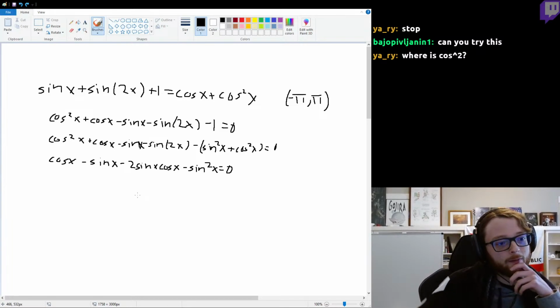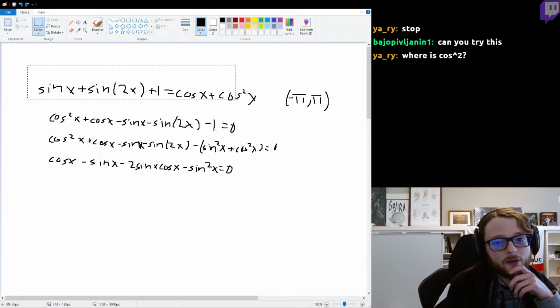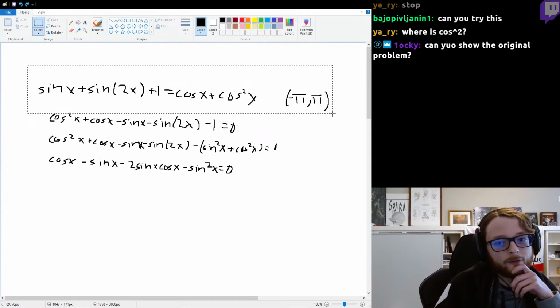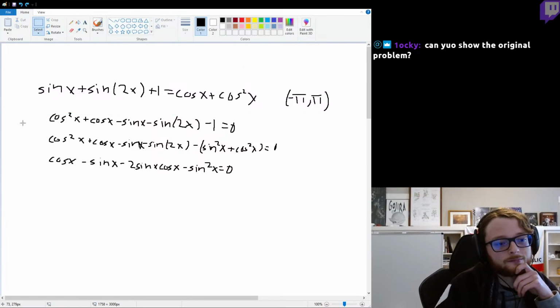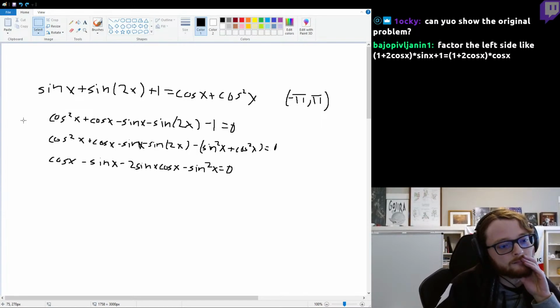And Lucky, if you still have that question, please feel free to post it. This is the, just solve this for x over the given interval. It's from Bio. There in chat. That's all the information I have. From Wolfram Alpha, there should be 2 solutions. Like 1 plus 2 cosine x sine x.